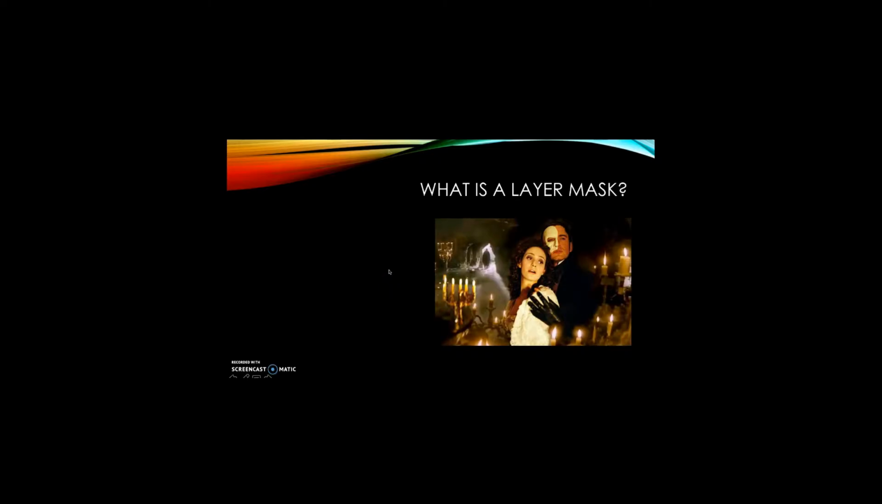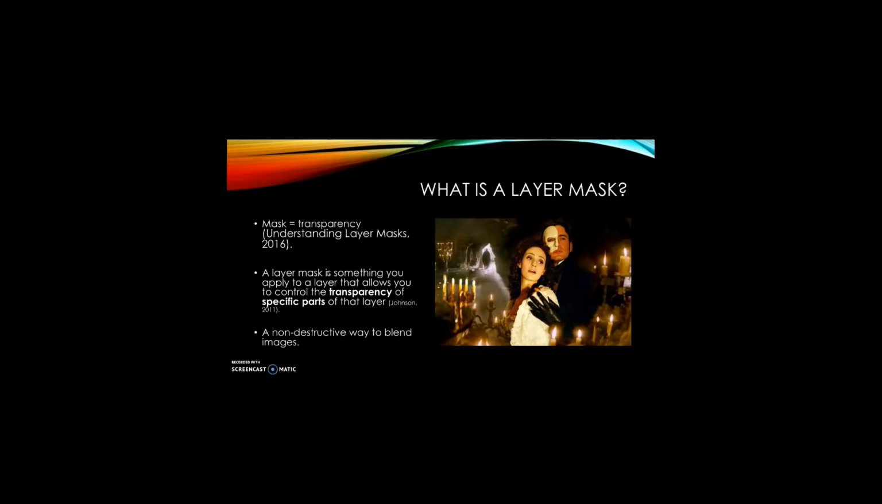So you're probably wondering what a layer mask is. Well, what does a mask do when you wear it? It hides a portion of your face, as the Phantom is demonstrating here. Now I want you to replace the word mask in your mind with the word transparency. A layer mask is something you apply to a layer that allows you to control the transparency of specific parts of that layer. In other words, it's a non-destructive way to blend images together.